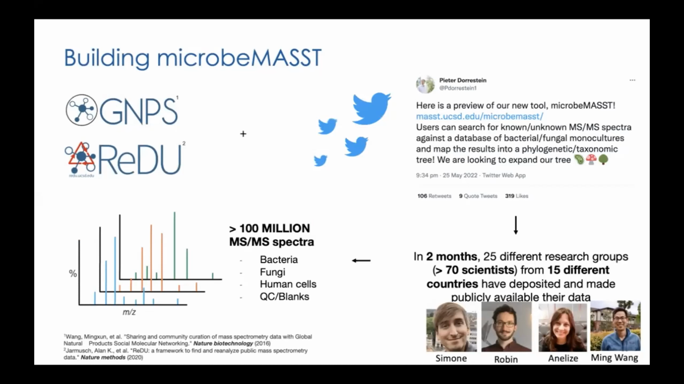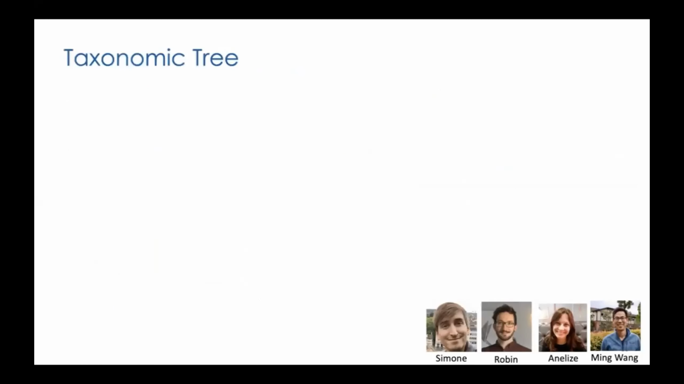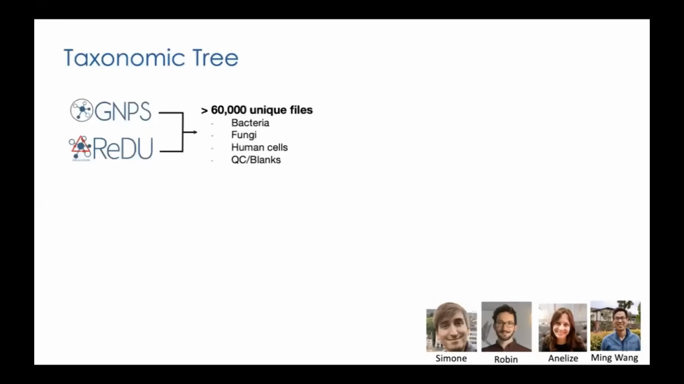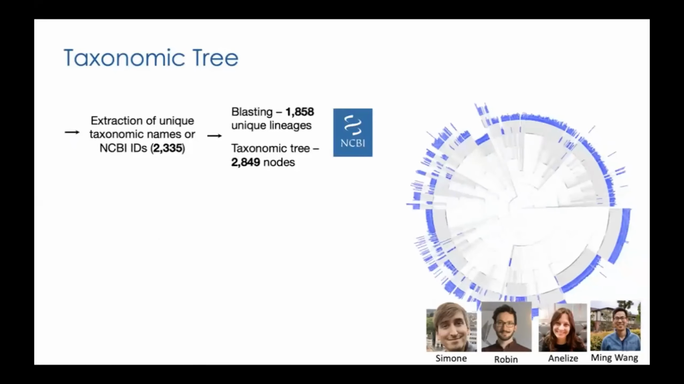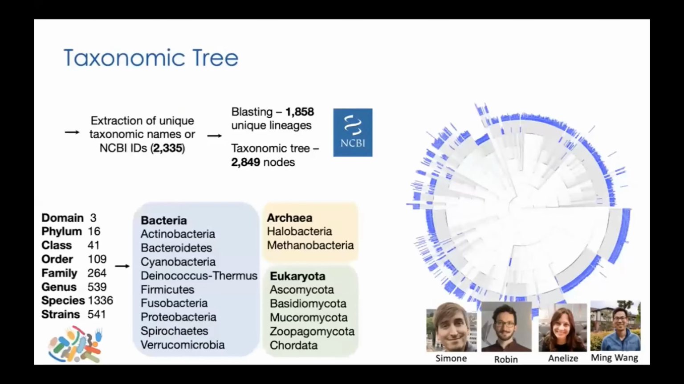And the reason why we added human cells as well is so that you can begin to start thinking about differentiating what might be a human-derived or host-derived metabolite versus a microbial metabolite. So if we look at the taxonomic tree itself, the unique taxonomic names that were provided on the 60,000 files were 2,300. Those were then blasted. That gave 1,800 unique lineages. So the final taxonomic tree had 2,800 nodes.